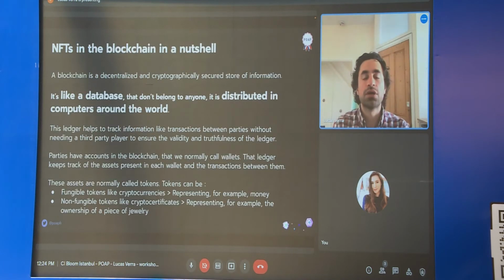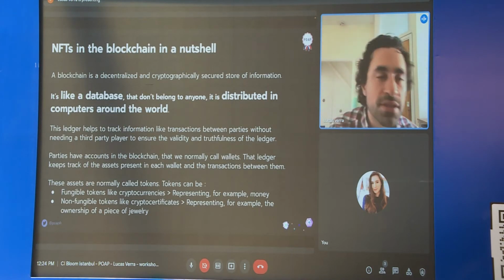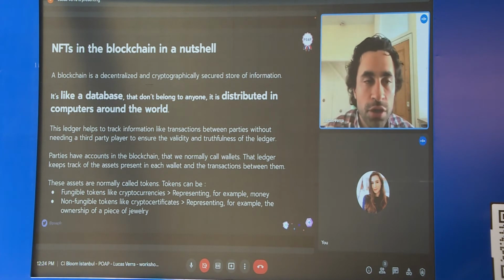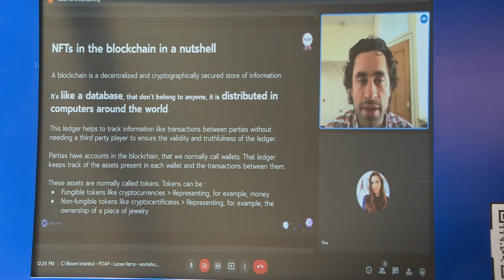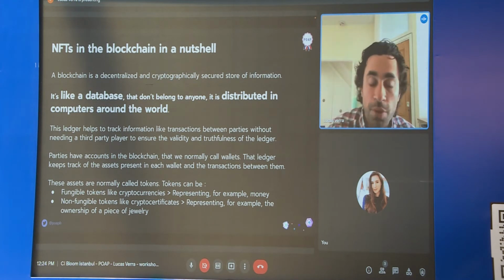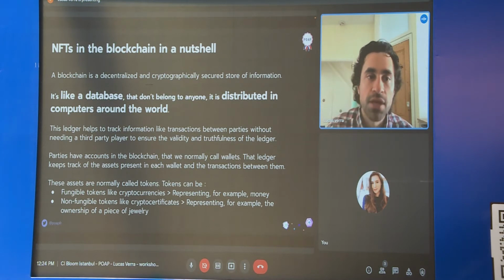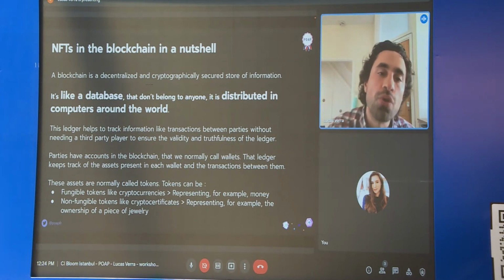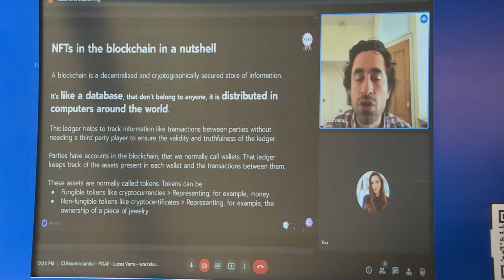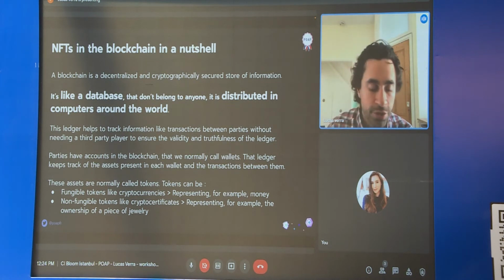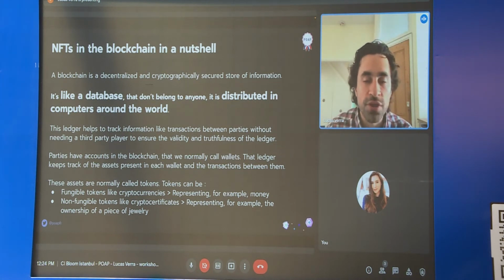Okay, so first of all, NFTs stands for non-fungible tokens. Non-fungible tokens, and as the proper name says it, is the opposite of fungible tokens. So fungible tokens start with the technology that you might have heard of, that is Bitcoin or Ethereum.